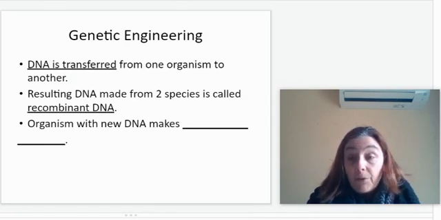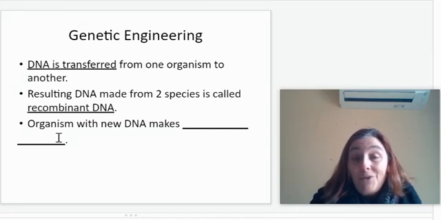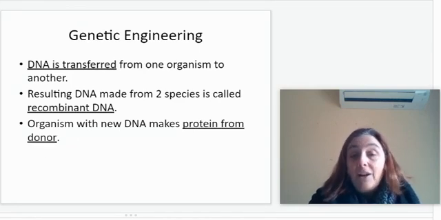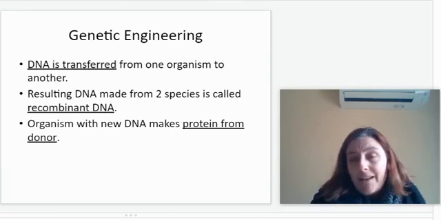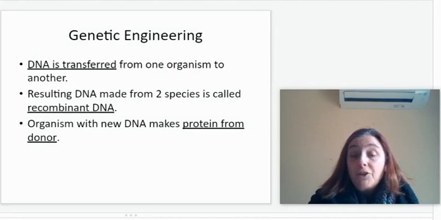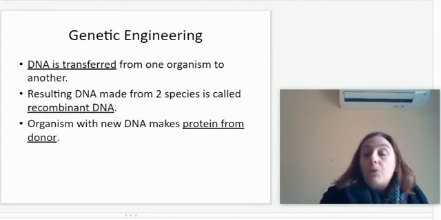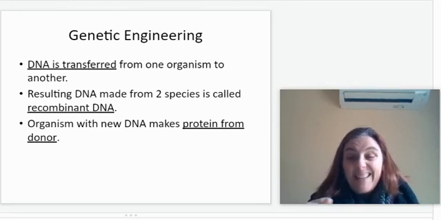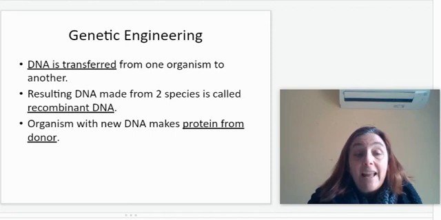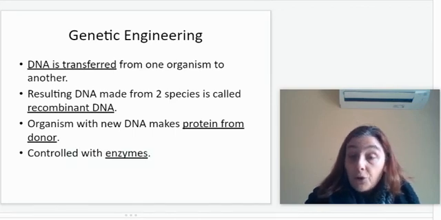Now that this zebrafish zygote has genes from the coral, with this new DNA, it can make a new protein from the coral. Now, how that's all done, there's special enzymes. Remember, enzymes control chemical reactions. There are special enzymes that will cut DNA in specific spots and other enzymes that will paste it together with others to make recombinant DNA. And so it's enzymes that will control these reactions.